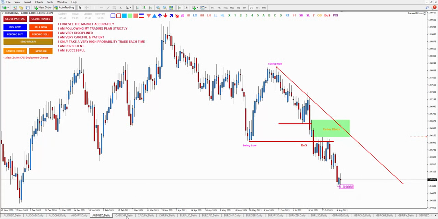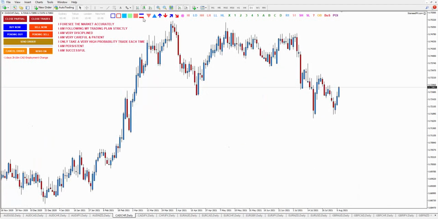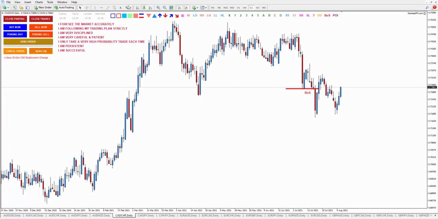All right, now let's go to Canadian Swiss franc. So here is the last breakout over here, and this is the breakout structure. Your order block is the last bullish candle before the breakout happened. This has actually been touched, but it is possible for the price to come back to the order block. Let me mark the swing high and swing low, and this has already created a new low, which is a lower low over here. So this is your take profit target.